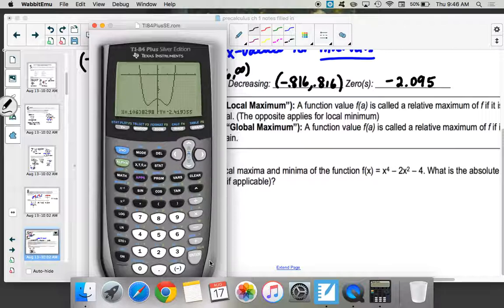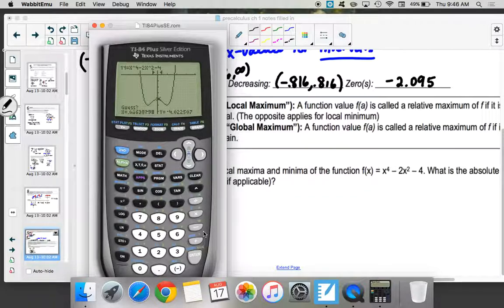You with me, Ben? Did I lose you? I'm still figuring out how to do maximum. Okay, so for maximum, you do second trace. You do option number 4 for maximum. And our maximum's right here, right? So we want the left side of it, and we're going to hit enter. So arrow over to the left, hit enter. Arrow over to the right when it says right bound, hit enter.